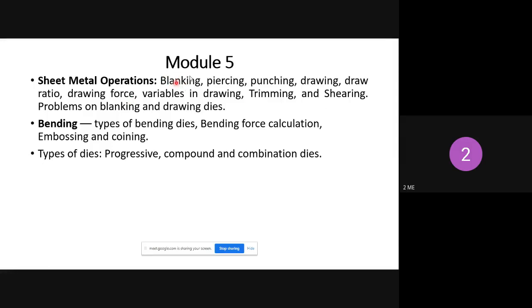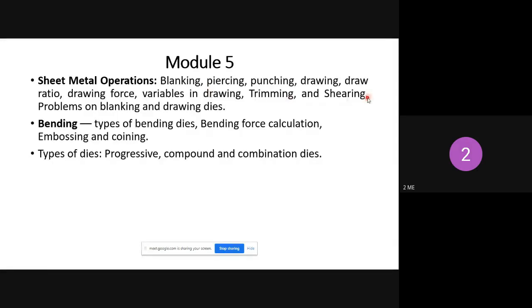In sheet metal operation, these are the different operations: blanking operation, piercing operation, punching operation, drawing operation, draw ratio, drawing force, variables in drawing. These are the different sheet metal operations, and these are the formulas we use to prepare sheet metal. Drawing, draw ratio and drawing force, how much force is required for the drawing process, everything we are going to calculate. Some problems related to blanking and the drawing die are also there in module 5. Variables in drawing are also there.